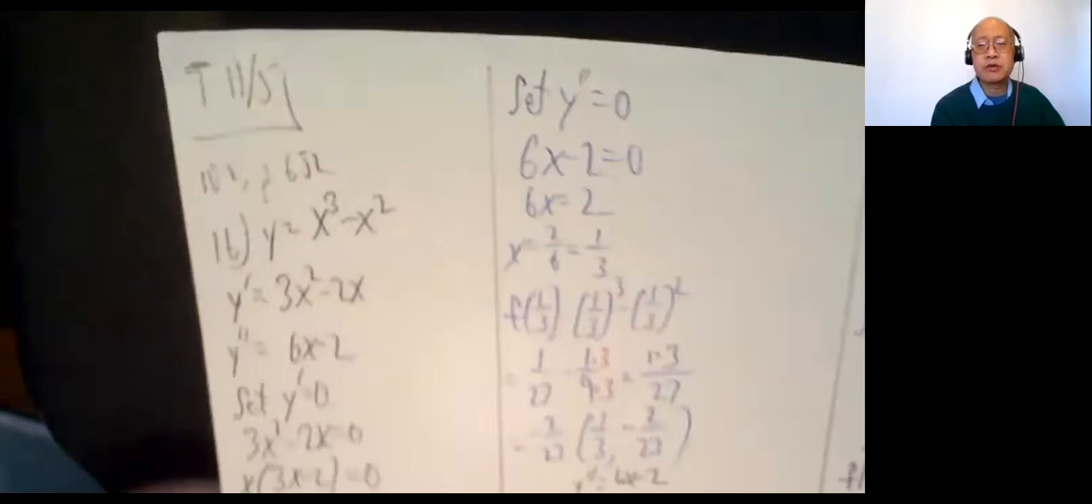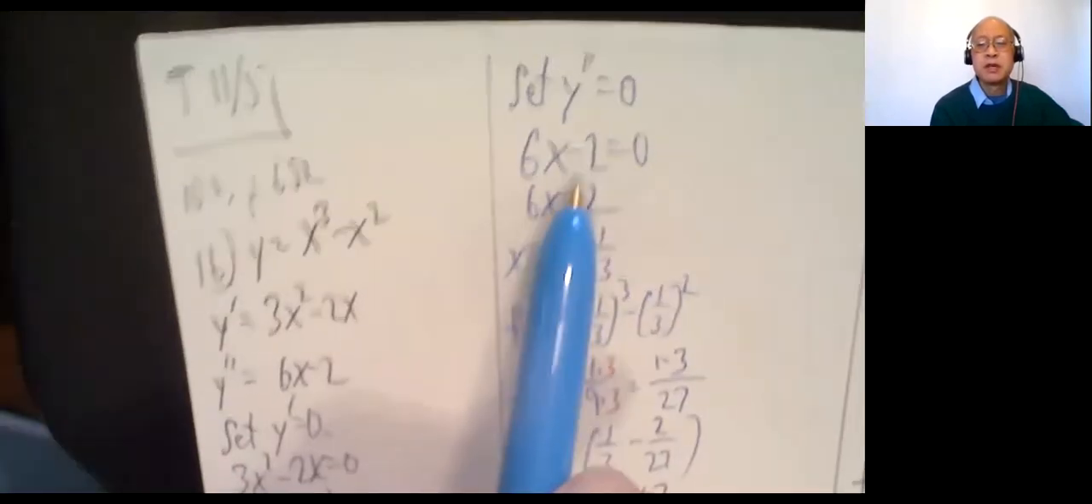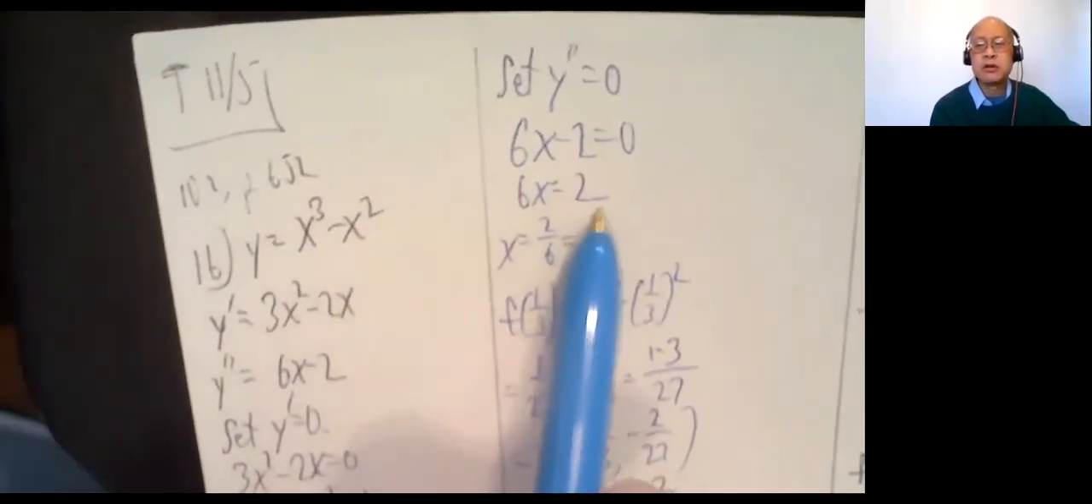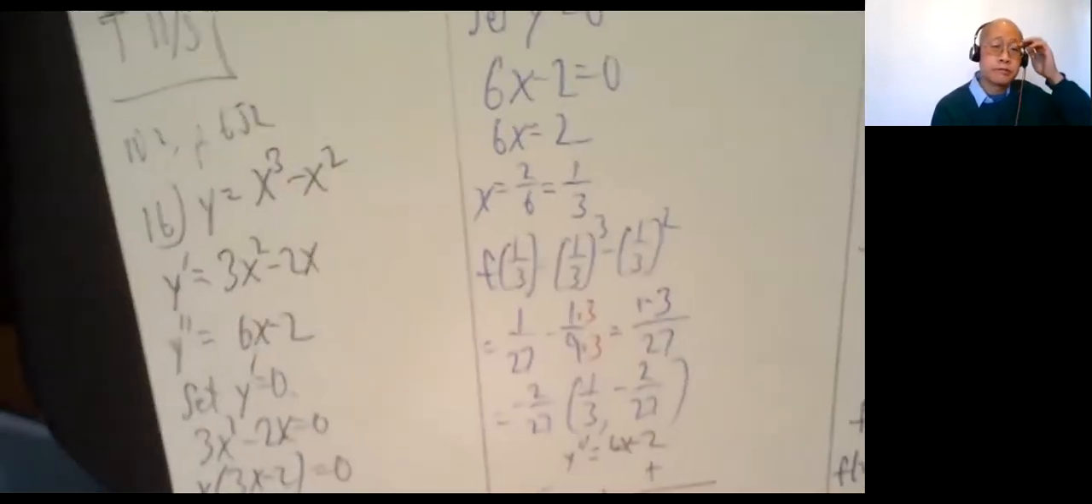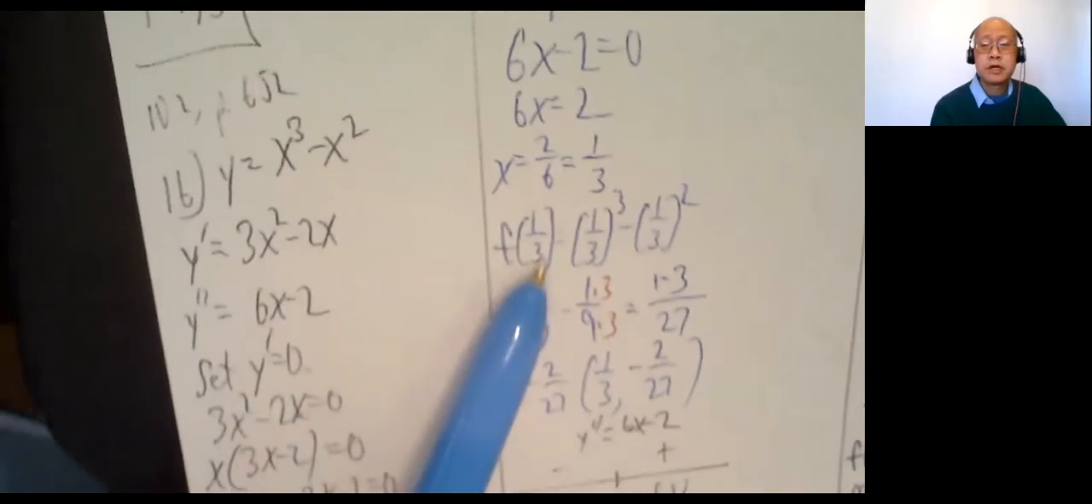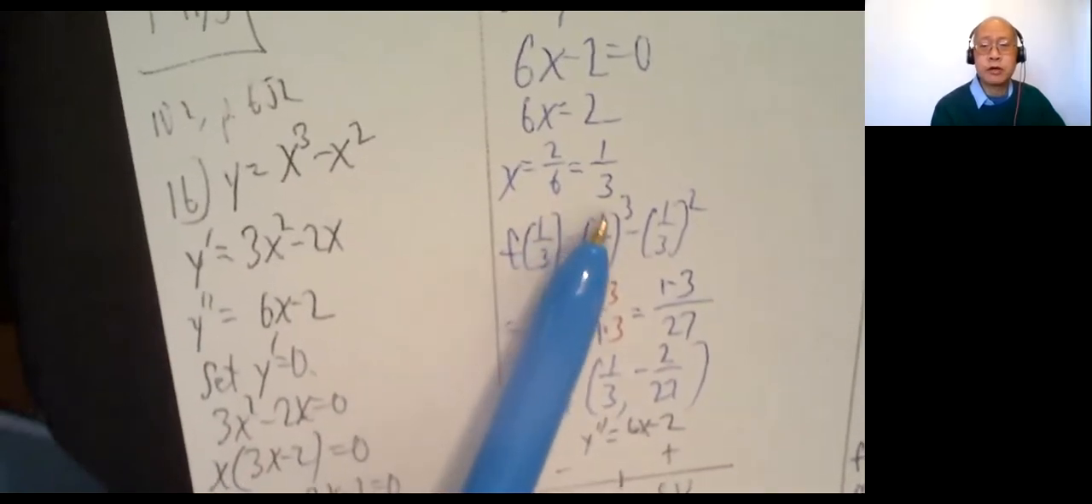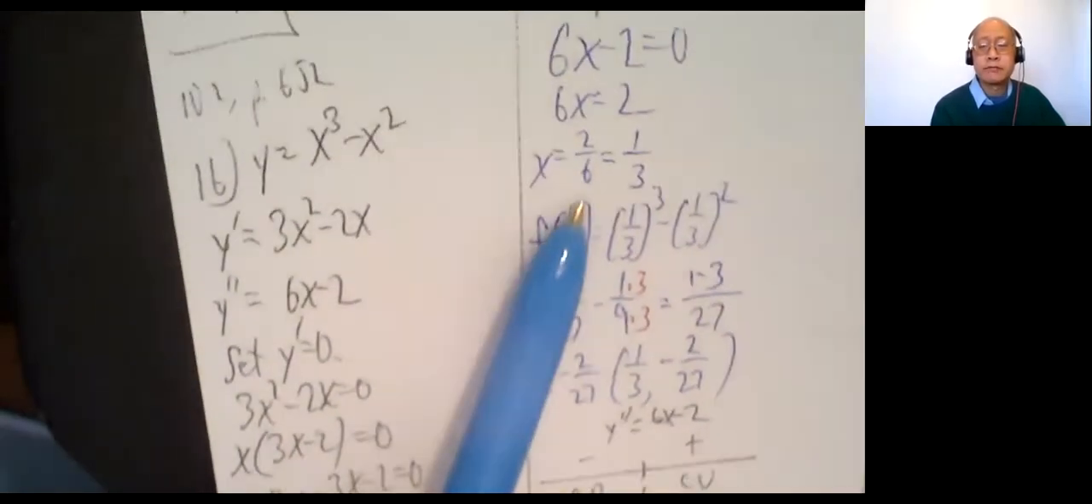6x minus 2, make that equal to 0. A little bit of algebra, add 2, divide by 6. X is 2/6, which is 1/3. Okay, so my critical number for the second derivative is 1/3. Now I need the y coordinate.